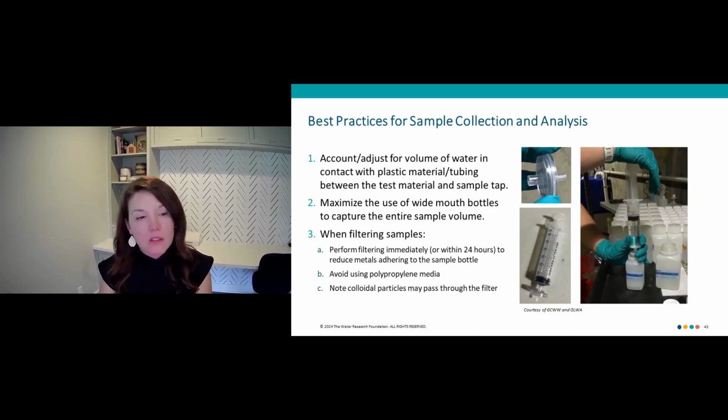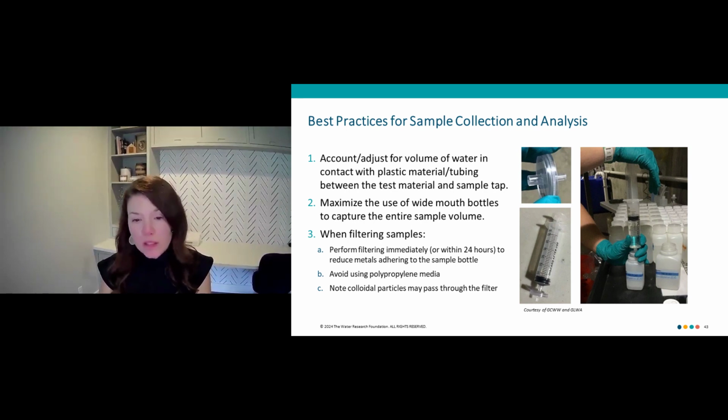This slide here just lists a few other best practices for sample collection and analysis. So depending upon the design of the rig, which as you saw from Pierre, can vary significantly, systems do need to be aware that there may be a volume of water in contact with non-metallic piping or tubing between your test piece and the actual sample tap. And you just need to understand that and either account for it or adjust for it when you are collecting your individual samples from each effluent test piece.